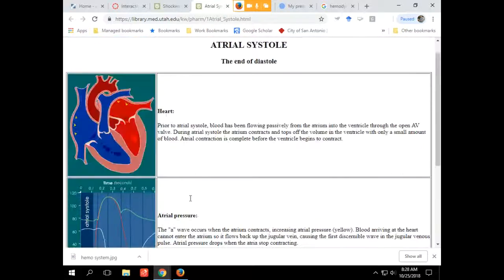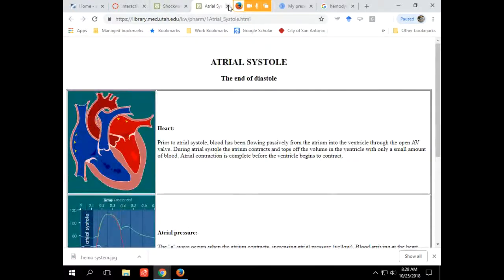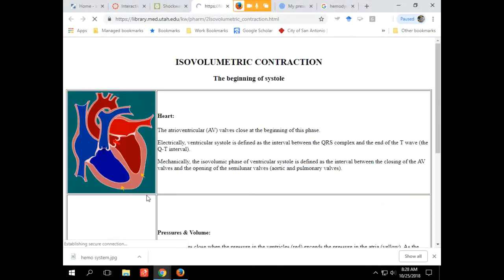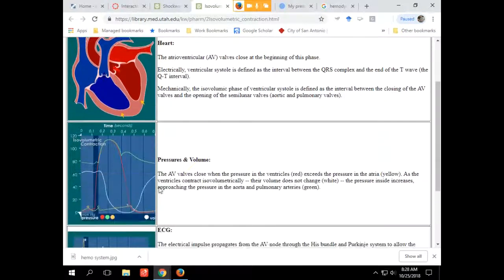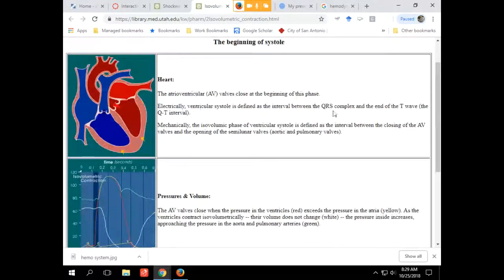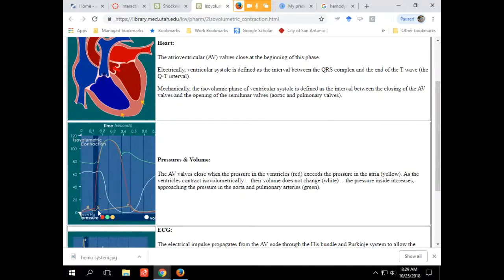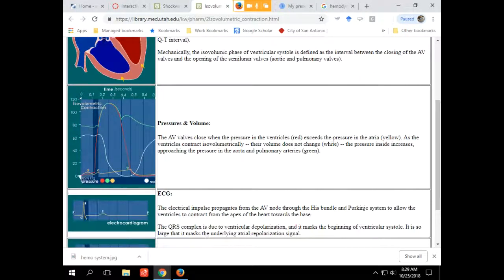All right, so that's what's happening during that period. Now, isovolumetric contraction. Pretty much the same thing: AV valves close. AV valves and semilunar valves are closed. They should be during isovolumetric contraction. Let's see during this period right here.